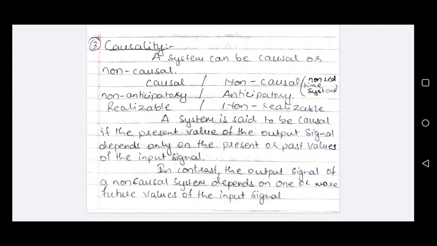Meaning we should be predicting what will be the input signal in future time. Therefore, non-causal systems are anticipatory. Because we need to predict what should be the input in future time, these systems are generally non-realizable systems. So the definition for causality is a system is said to be causal if the present value of the output signal depends on present or past values of the input signal. In contrast, the output signal of a non-causal system depends on one or more future values of the input signal.